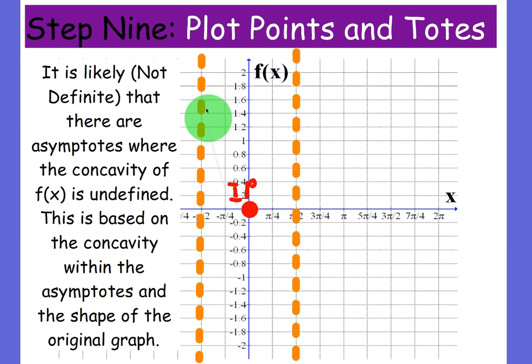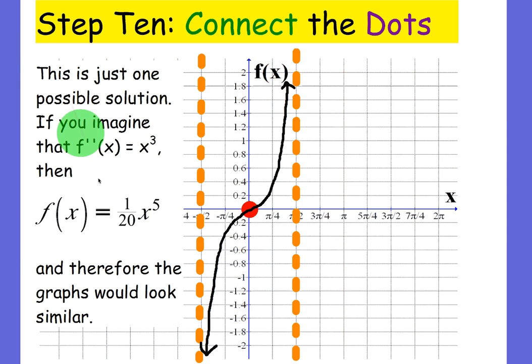So that's really all we can do, and we can form the graph of our original based on the fact that there's probably going to be asymptotes here, and it's going to go from concave down to concave up. So we're simply just going to do this. Go from concave down to concave up. Step 10, we just connect the dots, we curve around the asymptote, and it looks a lot like the original.